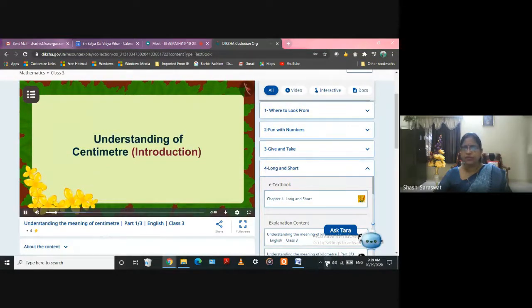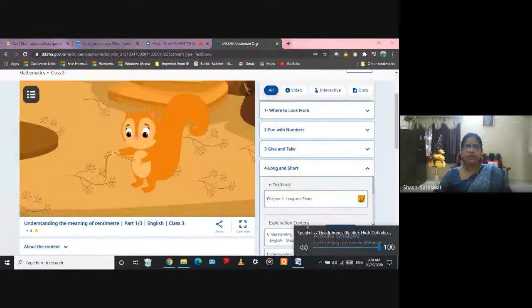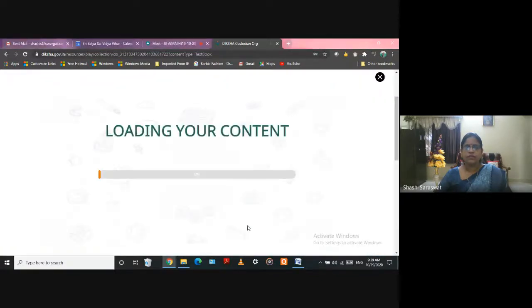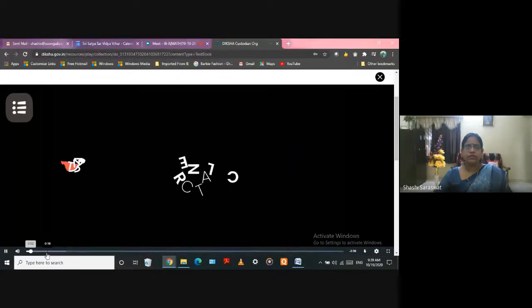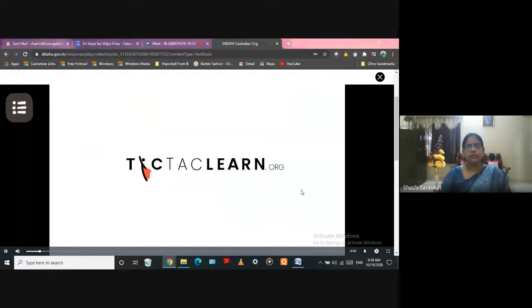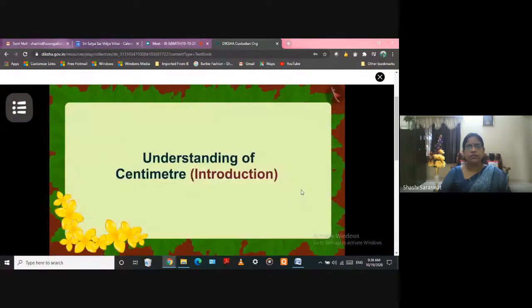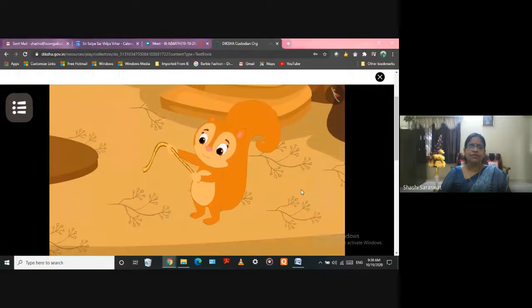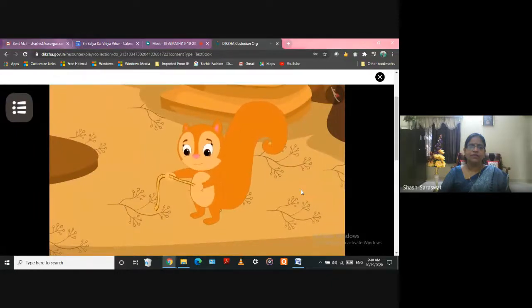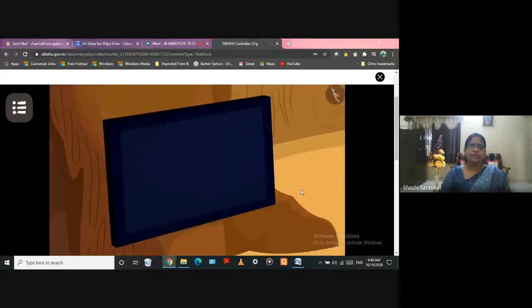Learn about what is centimeter and why it is used. Chanda was so happy after learning from Appu about measuring the length of things. She started measuring the length of everything with a rope.